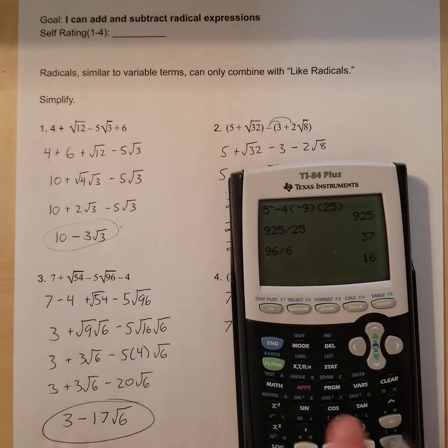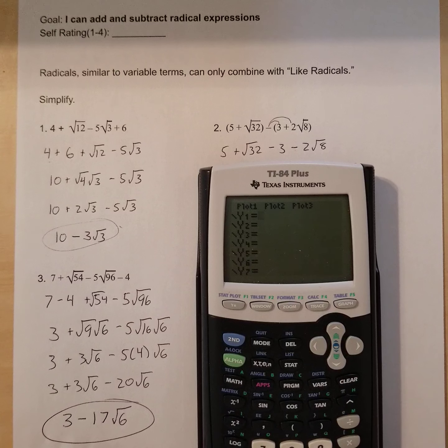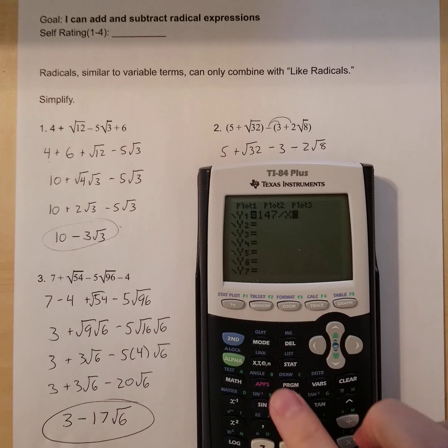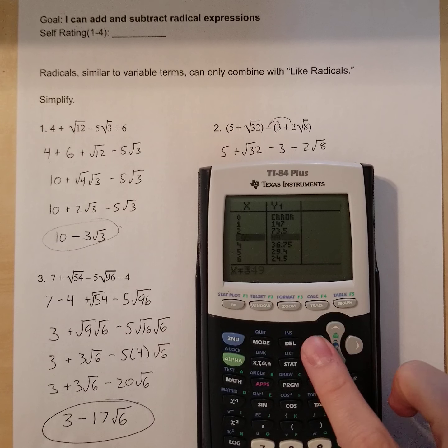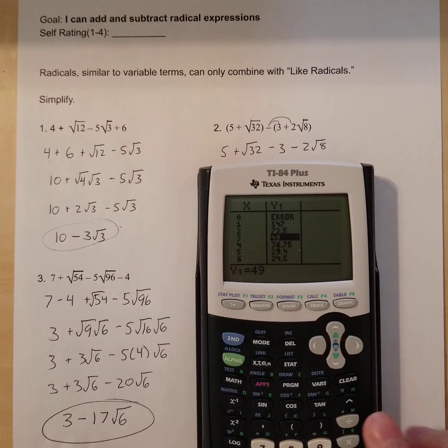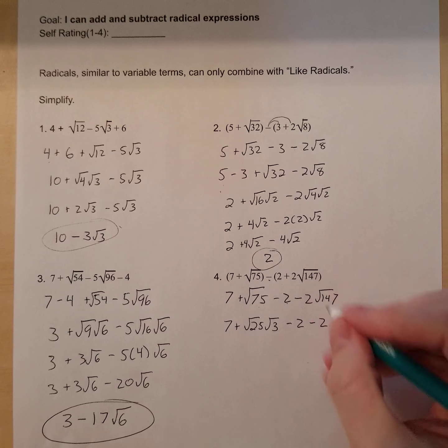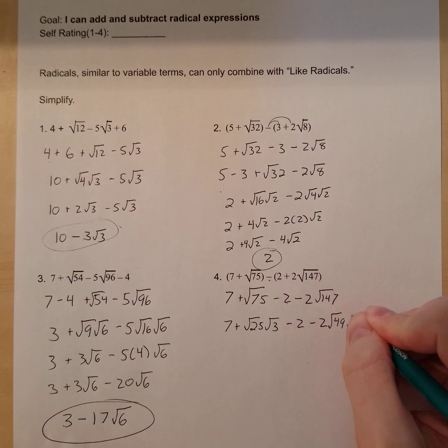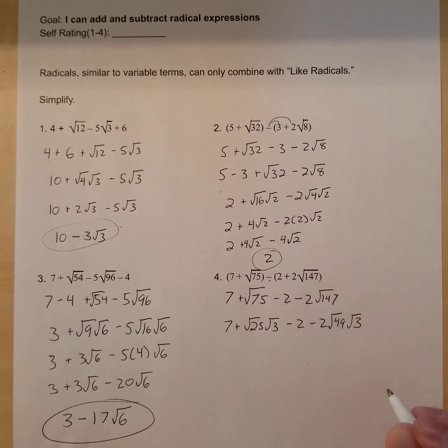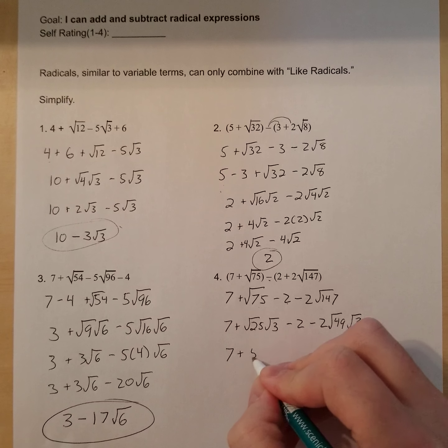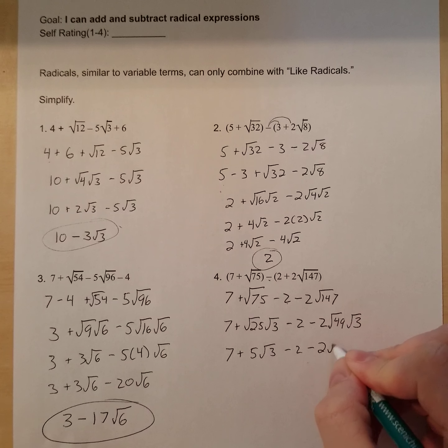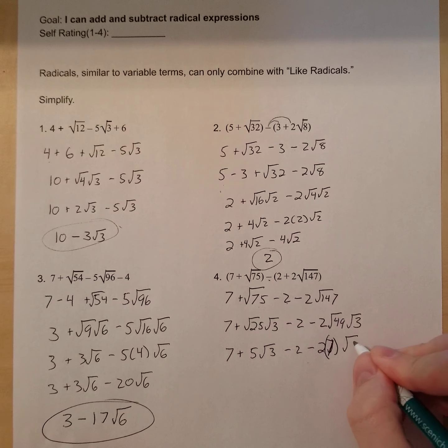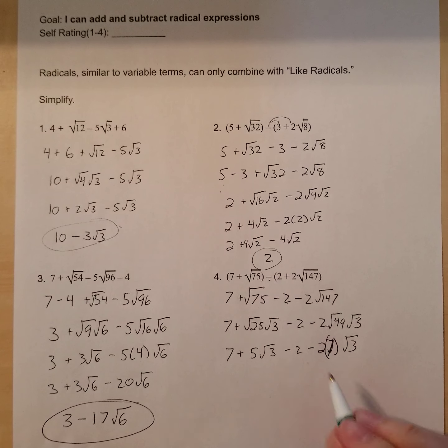And 147, that's a pretty big number. So again, y equals screen, 147 divided by x. Go to the table, and we can see a 49 here. 49 times 3. 49 is a perfect square. Square root of 49 is 7. So I have 7 plus 5 root 3 minus 2 minus 2 times 7 root 3. 2 times 7 is 14.